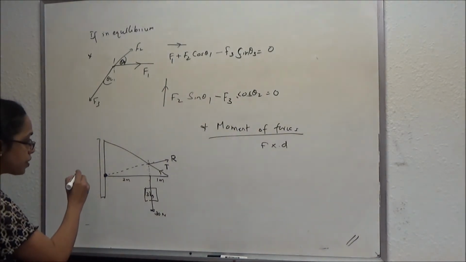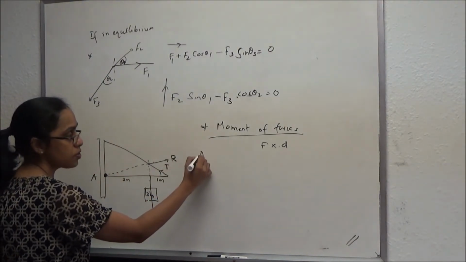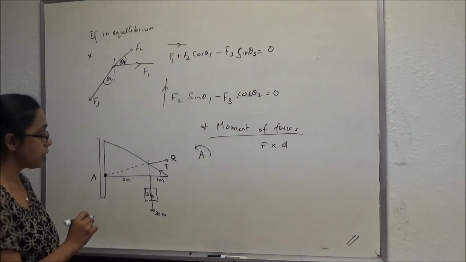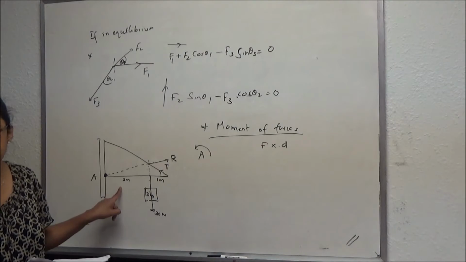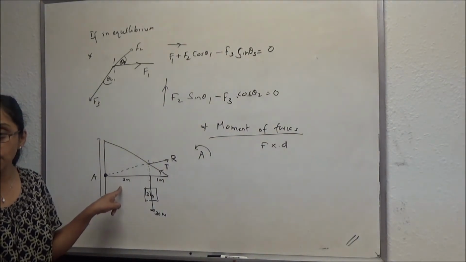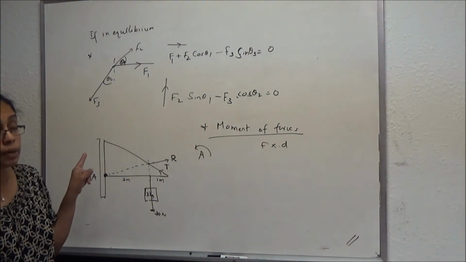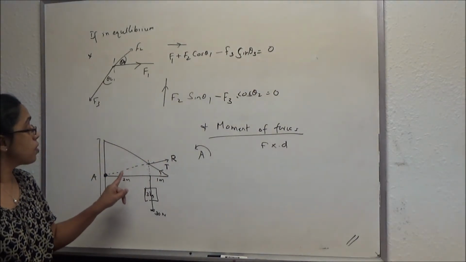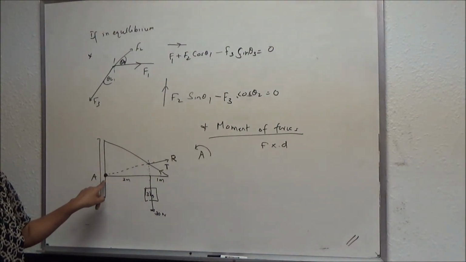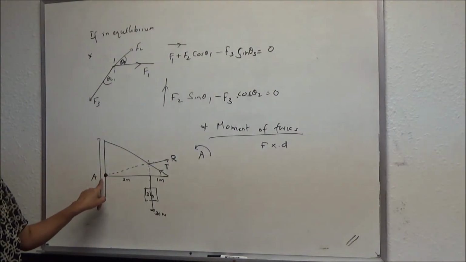Alright. So what we do is, we are going to take moment from A, and this is how we do it. A. Right? Listen carefully. Why did I select A? There is a reason for me to select A. When I select a point, the moment of the forces about this point is 0. Therefore, I am not getting R. That's why I took A.